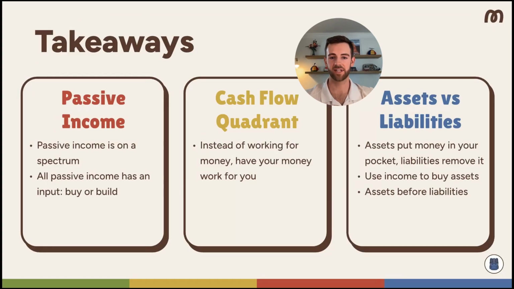Remember that passive income is on a spectrum. All passive income has an input. You either buy it or you build it. In the cash flow quadrant, instead of working for money, we want to move to the right-hand side and have your money work for you. And then assets versus liabilities. Remember that assets put money in your pocket and liabilities take it out. Use your income to buy more assets and always prioritize your assets before liabilities.